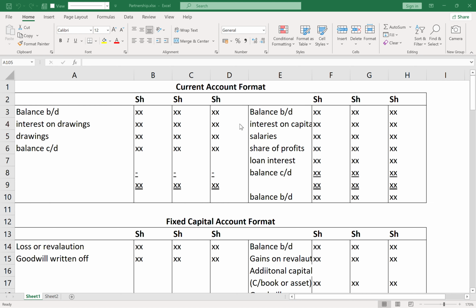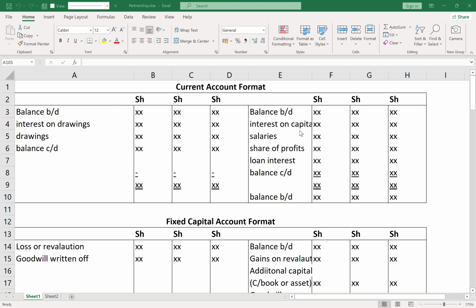For the current account format, we draw a T format like this one, where you have a debit and credit side. On the debit, the left hand side, you have the balance brought down for the partners. Then the interest on drawings shall be on the debit side. Also the drawings shall be on the left side.